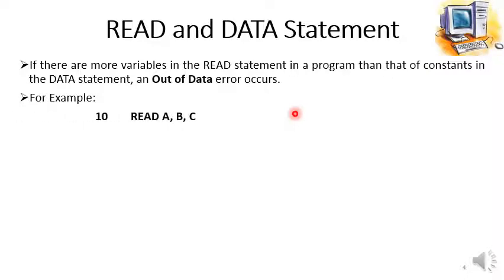For example, we have a read statement where we have declared three variables A, B and C, and in the data statement we are just providing two numbers, two values or two constants, that is 5 and 6. 5 will be stored inside variable A and 6 will be stored inside variable B, but there is no value to be stored inside variable C. So this will give us an out of data error. When we run this program, out of data error will be shown at line number 10.